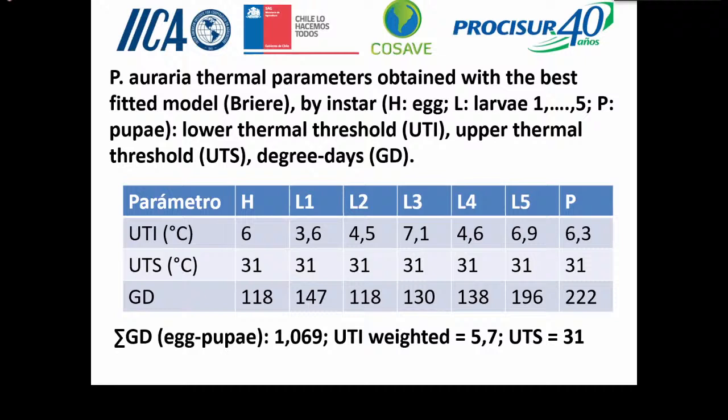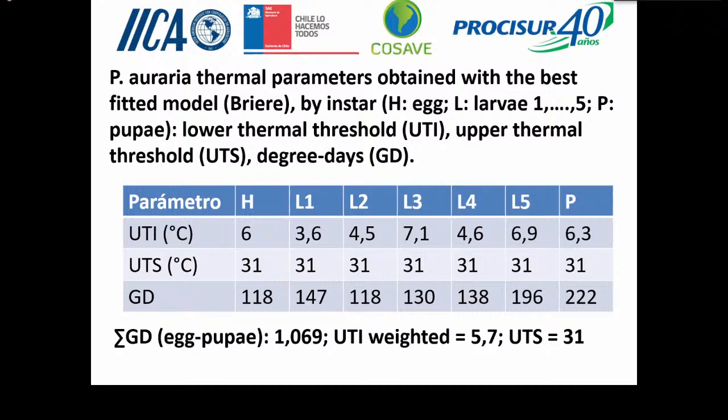We see lower thermal thresholds, the minimum temperature at which development begins for each of the stages, and the upper thermal thresholds where development stops at very high temperatures, and the degree-days required for completion of the development. We know that this species, under certain conditions, requires 1,069 degree-days to complete its cycle from the egg to the pupa, and then the emergence of the adults.